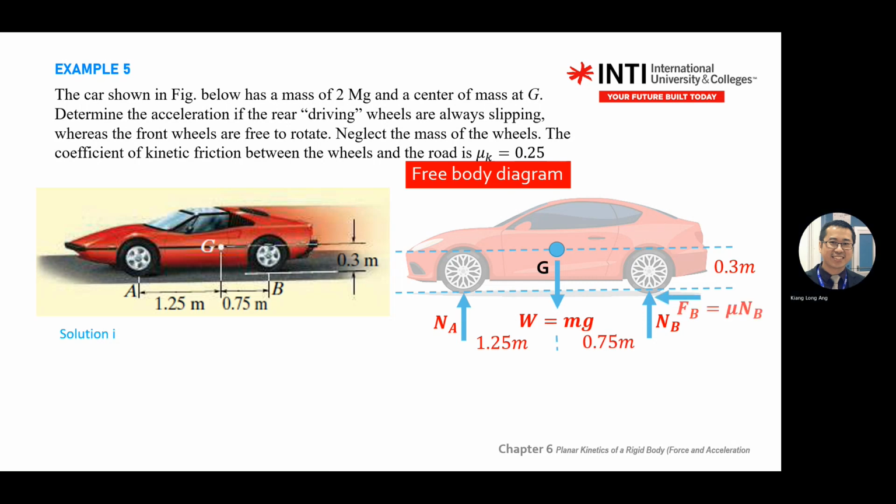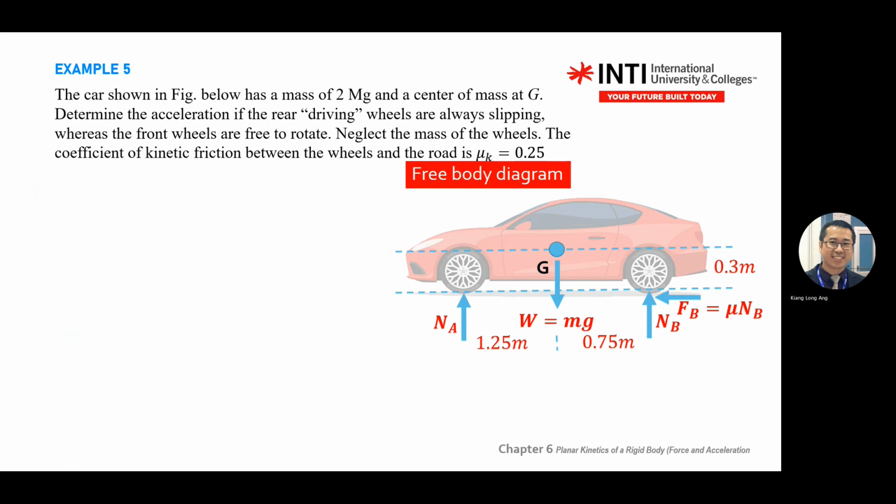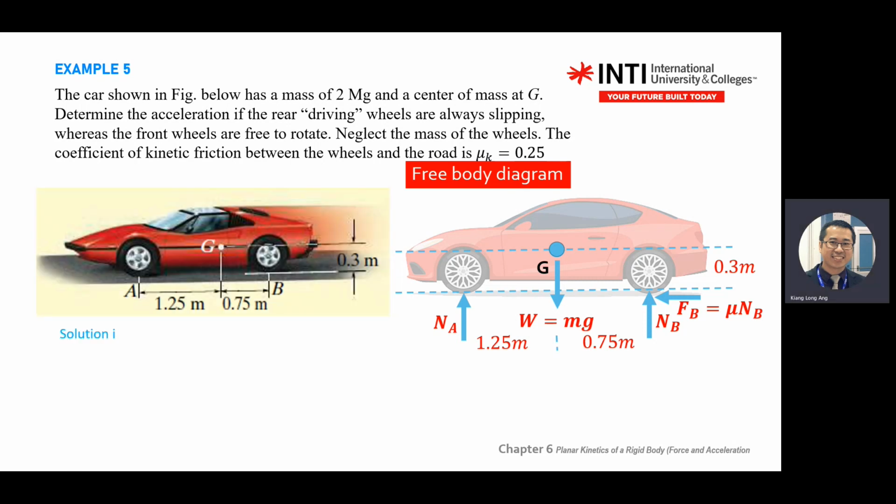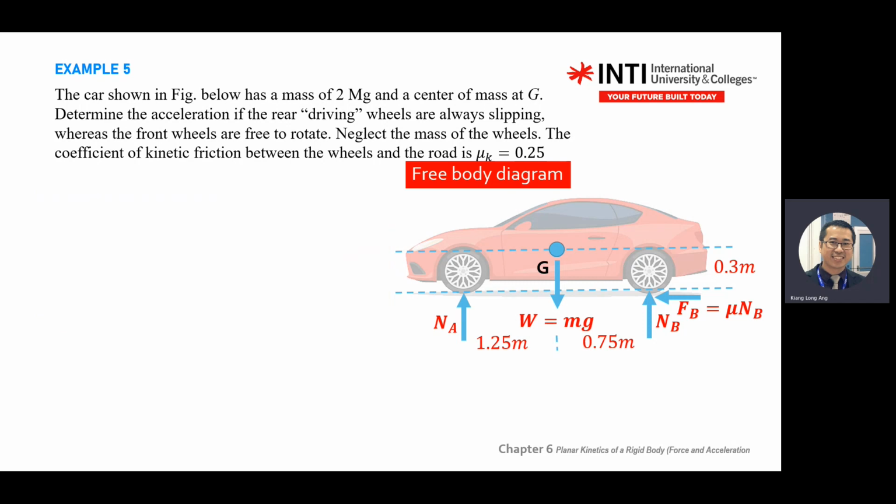And then there's a friction force at B, because at A, it tells you the front wheel is free to rotate. Free to rotate means no friction. Yeah? Free to rotate means no friction. That's why no friction force at A. You have done with your free body diagram.